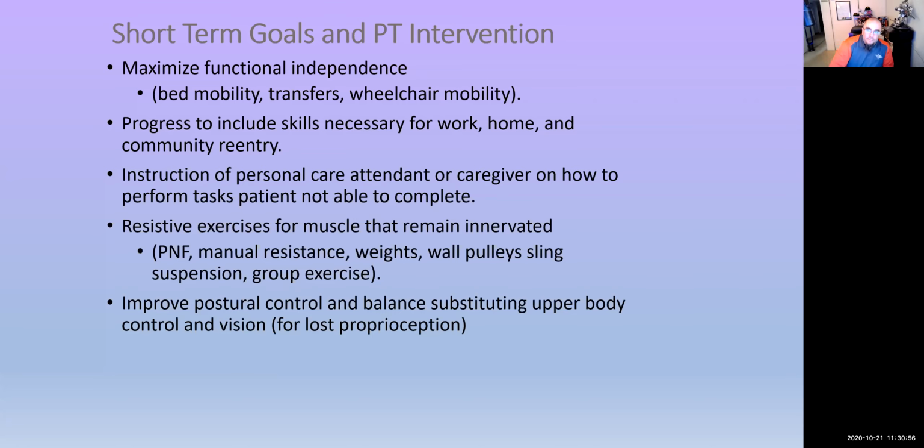Progress the skills necessary for home, work, and community reentry. We may have to instruct personal care attendants or caregivers on how to help patients. I've had to do home health visits where the patient's got a PCA, personal care assistant, that's with him during the daylight hours. And I've had to teach them how to use specific lifts or how to use a Stryker frame. So that's another thing we may have to do. We'll do resistive exercises for muscles that remain innervated. So muscles that still work, we can do all kinds of exercises.